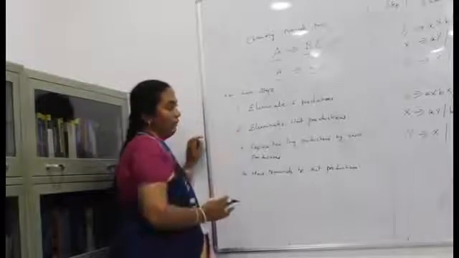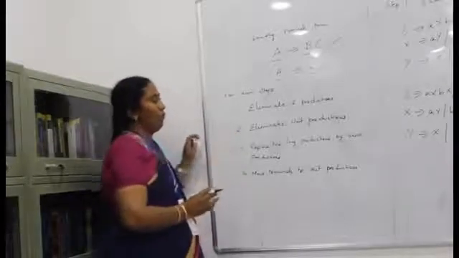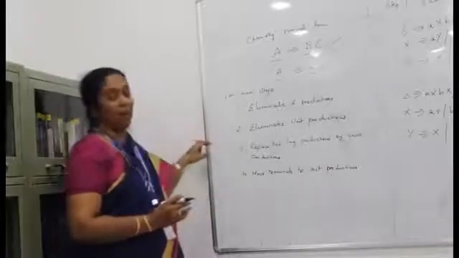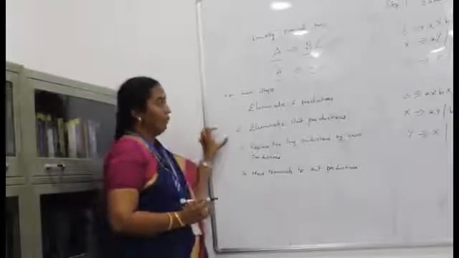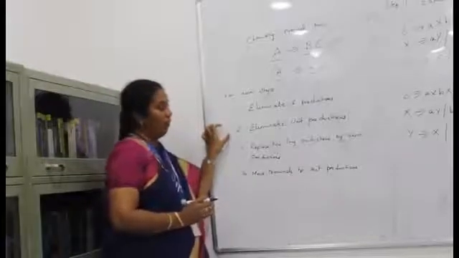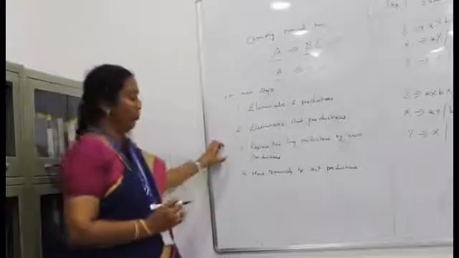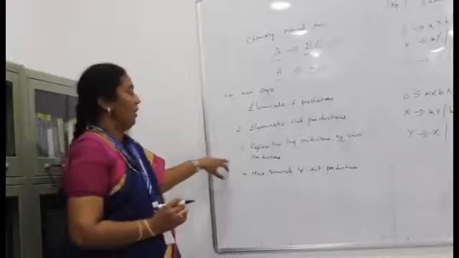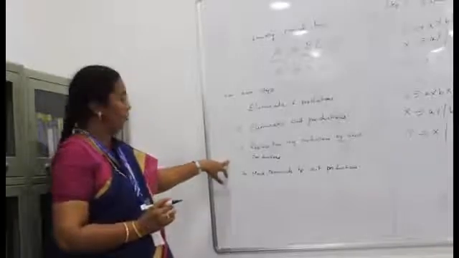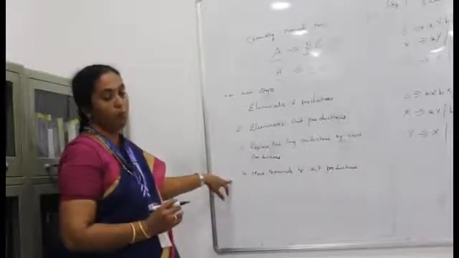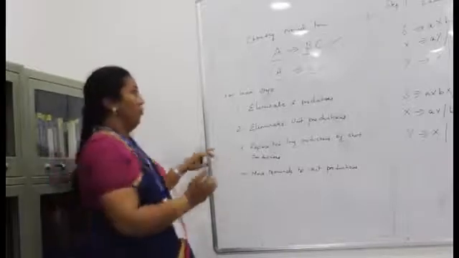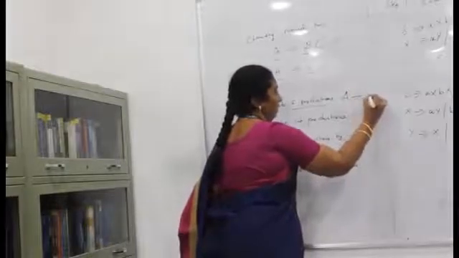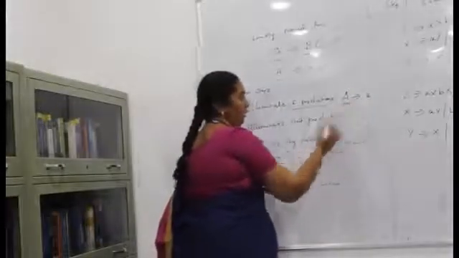So the four main steps are there. The first one is we have to check whether any epsilon productions are there, and if I find epsilon productions, I have to eliminate them. The second step is, after eliminating epsilon productions, we have to check whether any unit productions are there and then eliminate them. The third step is replace too-long productions by short productions, and the fourth step is move terminals to unit productions.